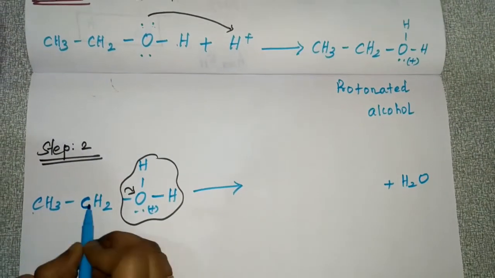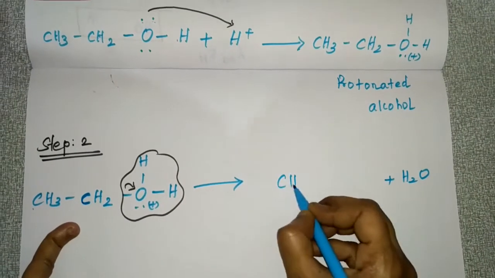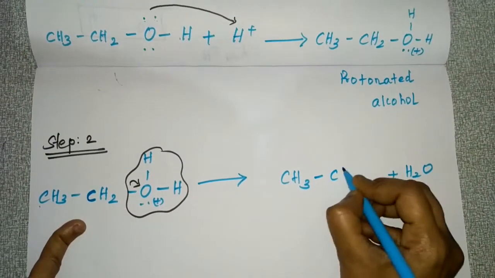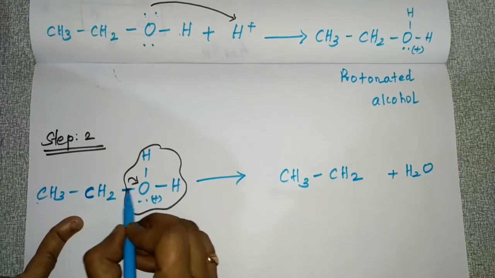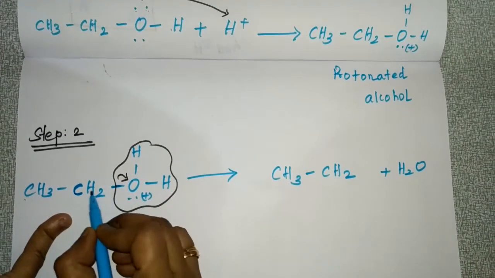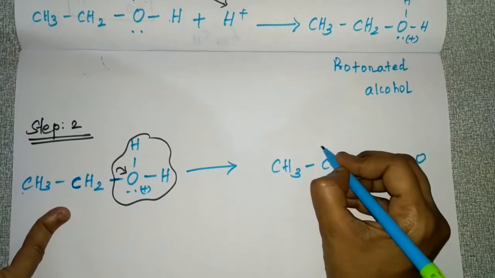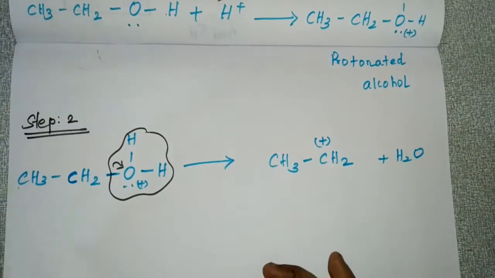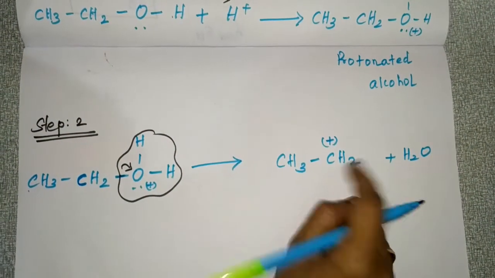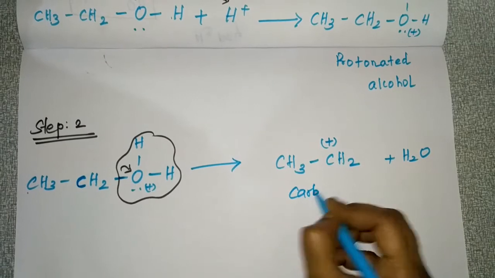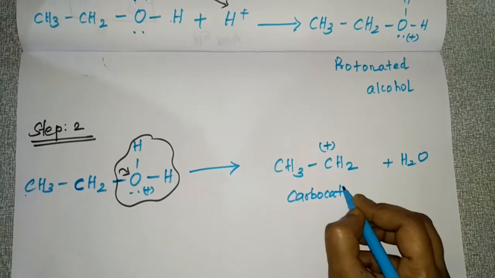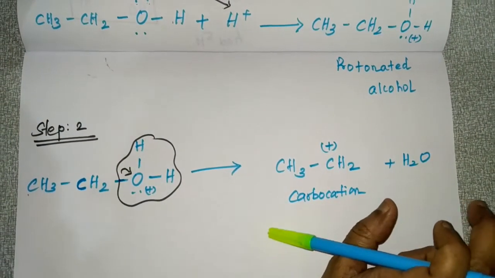What is remaining? CH3 and this CH2. CH3, CH2. The electrons are taken from this carbon only, so definitely the charge of carbon will be positive. So here this one is a carbocation. Okay, so this is a carbocation. So this is what step 2 is.